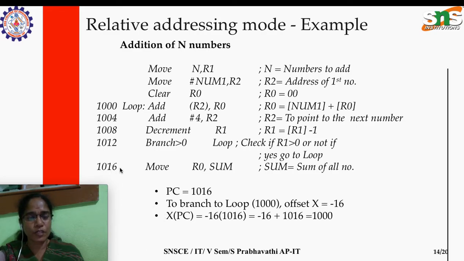So from 1016 to 1000 we need to move, so that's what we are subtracting the 16 value from the current PC value. Okay, and we will get the PC value as 1000. Then if the branching condition is satisfied, it will keep on looping over here; if the condition fails, it will come out. So here comes the concept of utilizing the relative addressing mode.